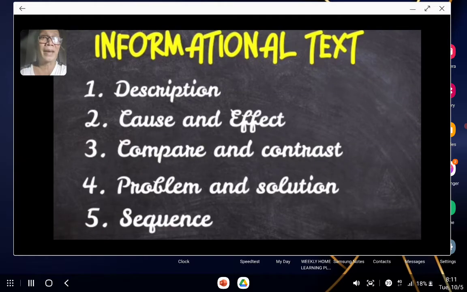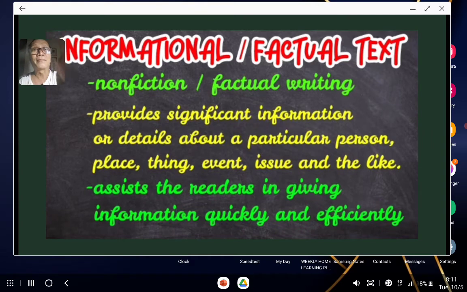What is informational text? Informational text has different structures: description, cause and effect, compare and contrast, problem and solution, and also sequence. Informational or factual text is non-fiction or factual writing. It provides significant information or details about a particular person, place, thing, event, issue, and the like. It assists readers in getting information quickly and efficiently.